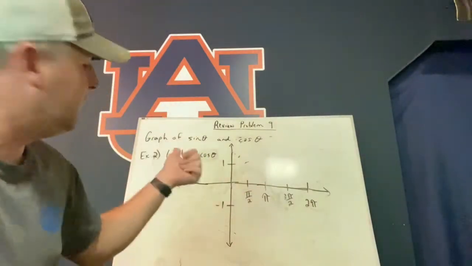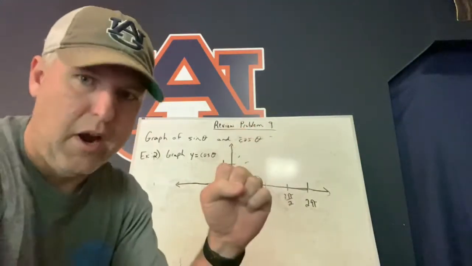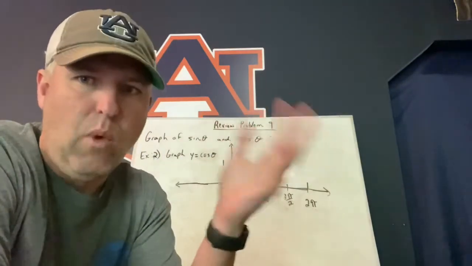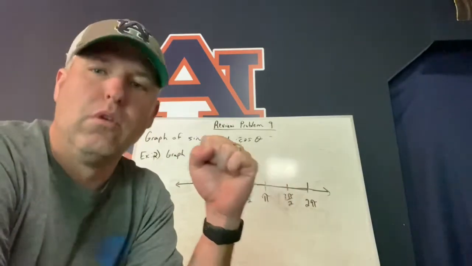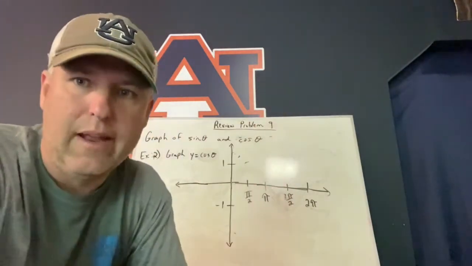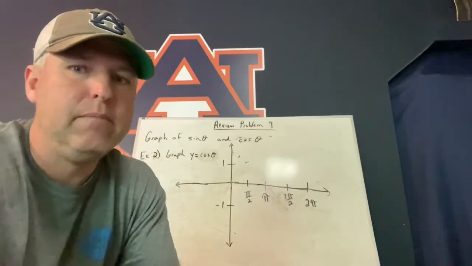Now, as you recall in example 1, sine always starts at the origin, 0, 0, okay? Well, not always, but y equals sine theta does. It's always at the origin, so we're going to remember that. Cosine theta is not. It starts at a max, so to speak, okay?